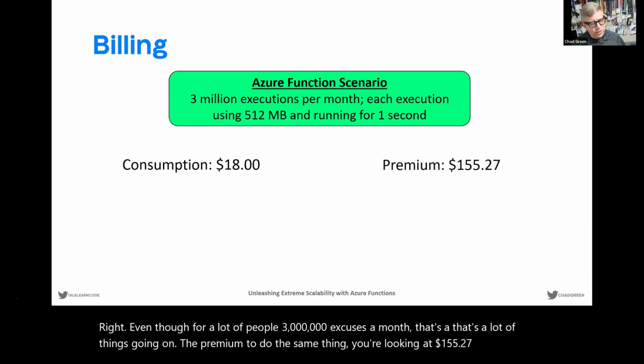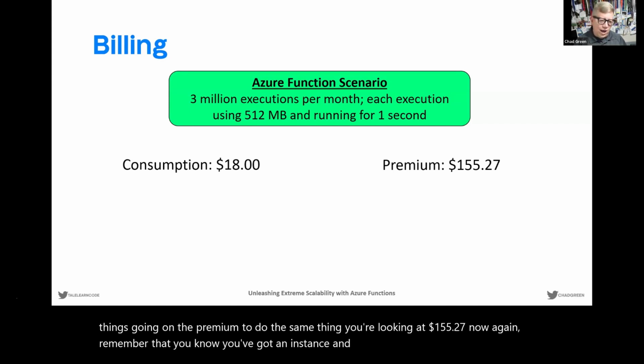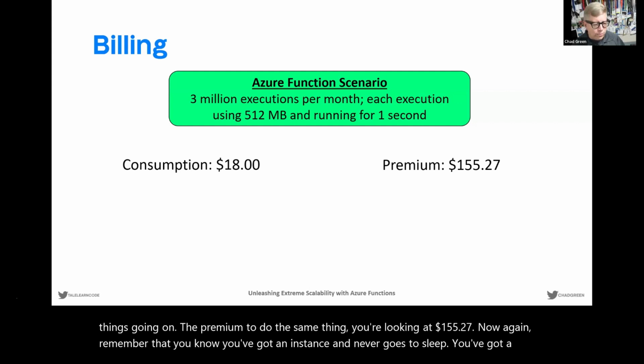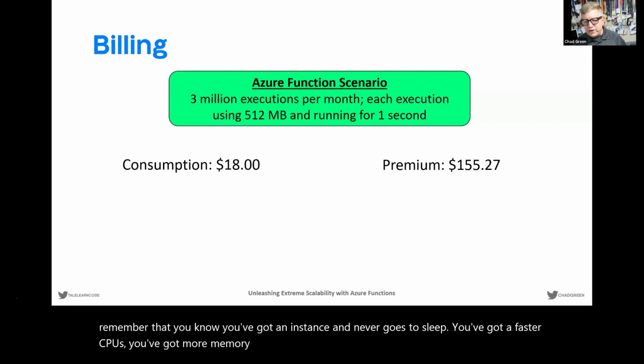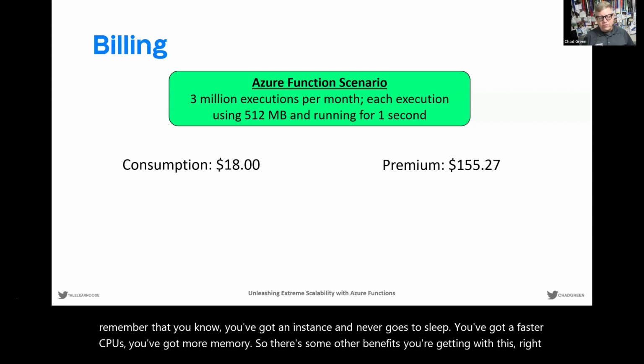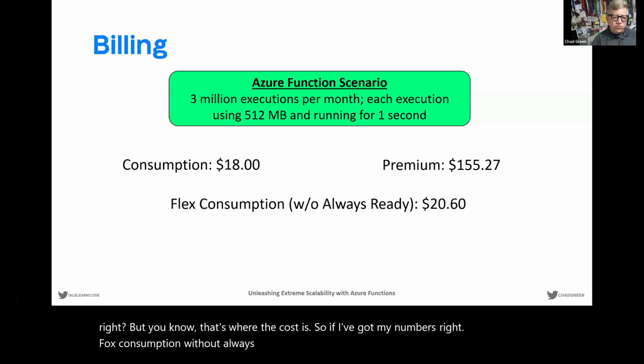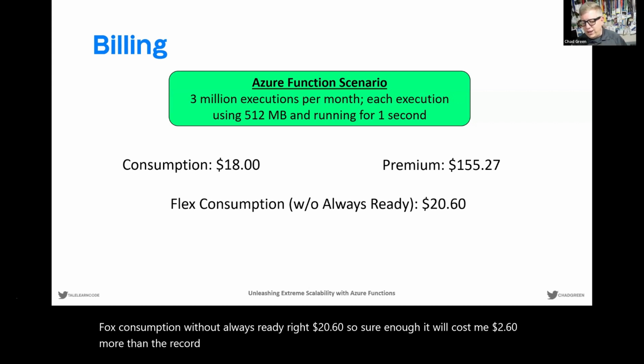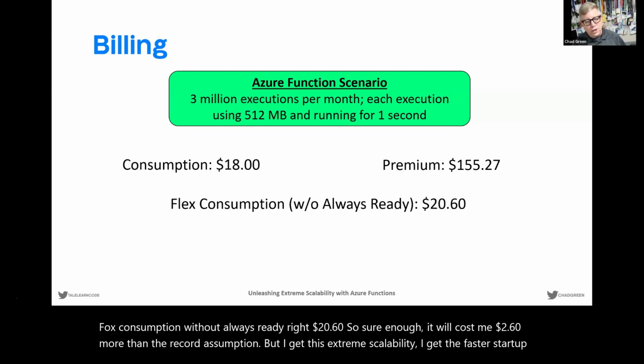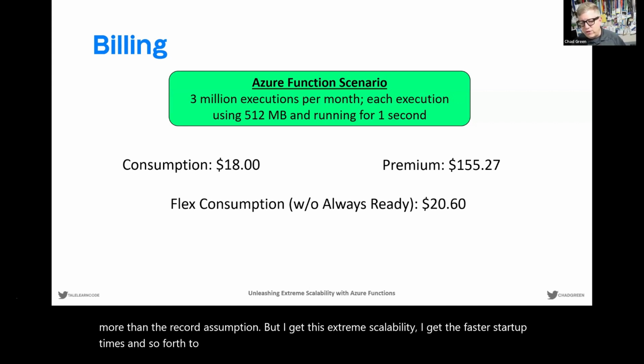Now, again, remember that you've got an instance that never goes to sleep. You've got faster CPUs. You've got more memory. So there are some other benefits you're getting with this, right? But that's where the cost is. So if I've got my numbers right, flex consumption without always ready is $20.60. So sure enough, it will cost me $2.60 more than the regular consumption. But I get this extreme scalability, I get the faster startup times and so forth. To me, that is probably worth the $2.60. And it's going to be even more worth it in some more examples I have here.